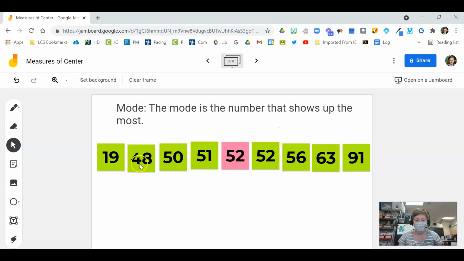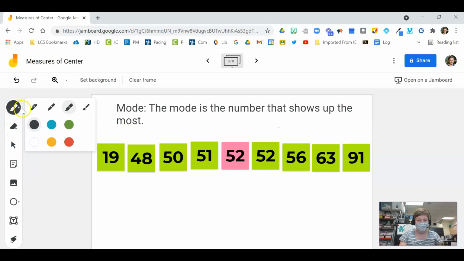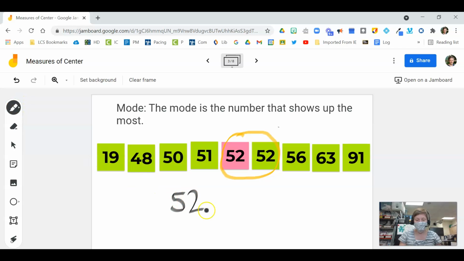So far, 48, 50, nothing's repeating until I get to here. At the 52, I have two 52s. Two people scored 52. It's actually me and somebody else. Then 56, 63, 91. So the only one that shows up more than once is that 52. I'm going to circle those two right here. 52 is the mode. That's the number that shows up most often.